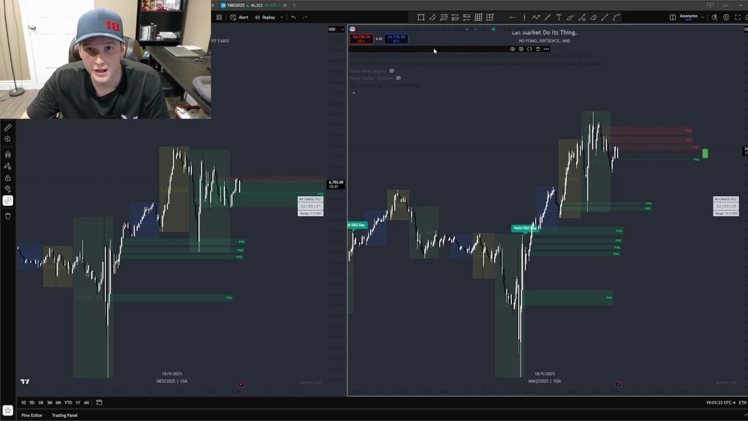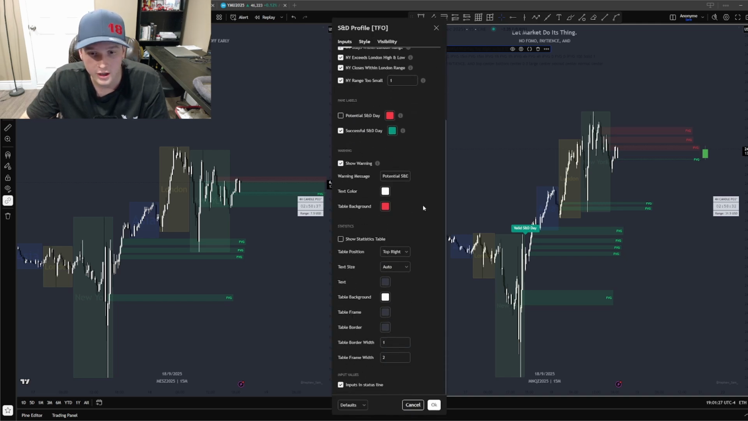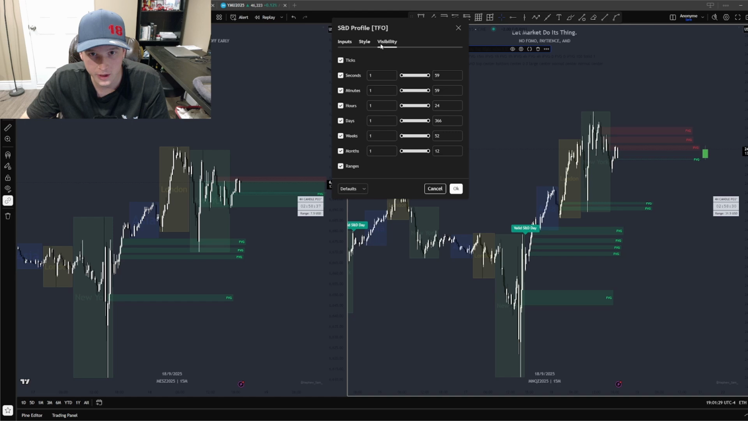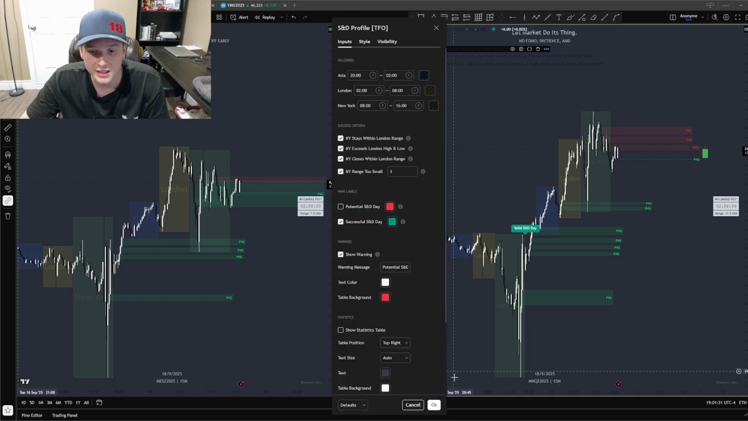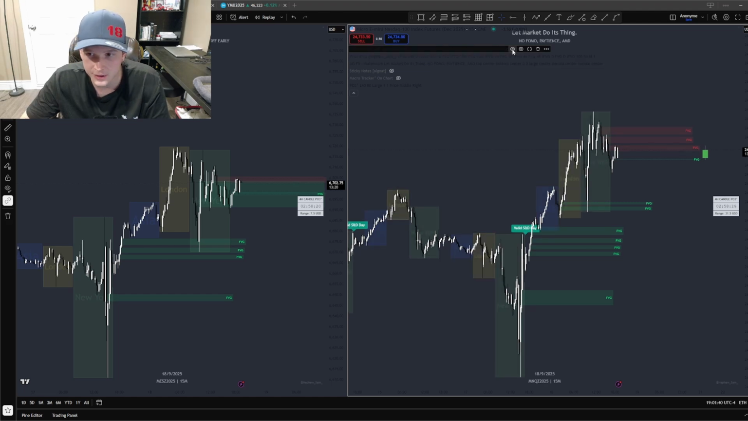So I'm gonna start off with the Search and Destroy Profile by TFO. These are my settings for it. I'll let you guys pause and screenshot if you want to see. But basically, what this does is it gives me the sessions, so Asia, London, and New York. This is all I wanted it for. It does other things, but this is basically what I have it for.